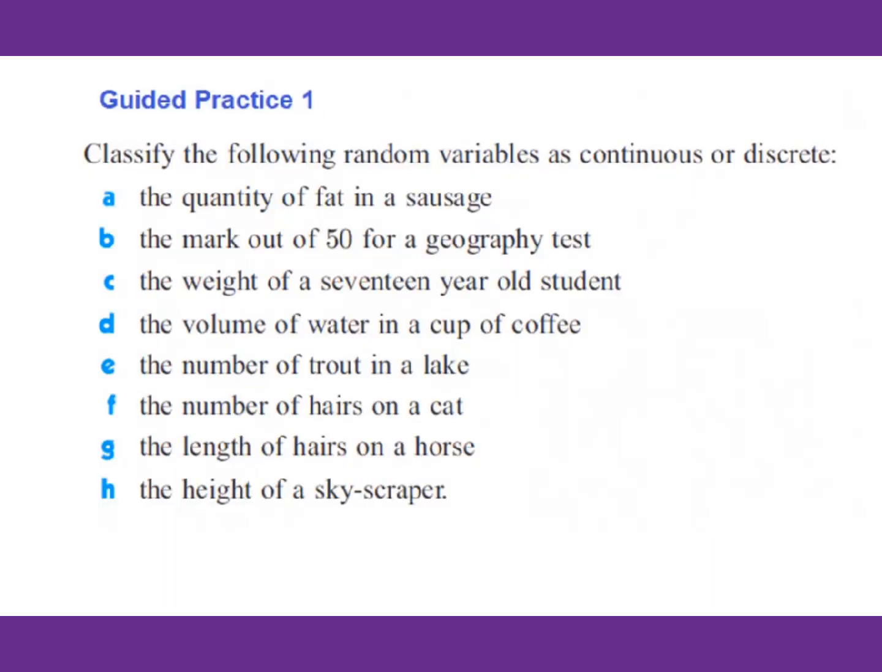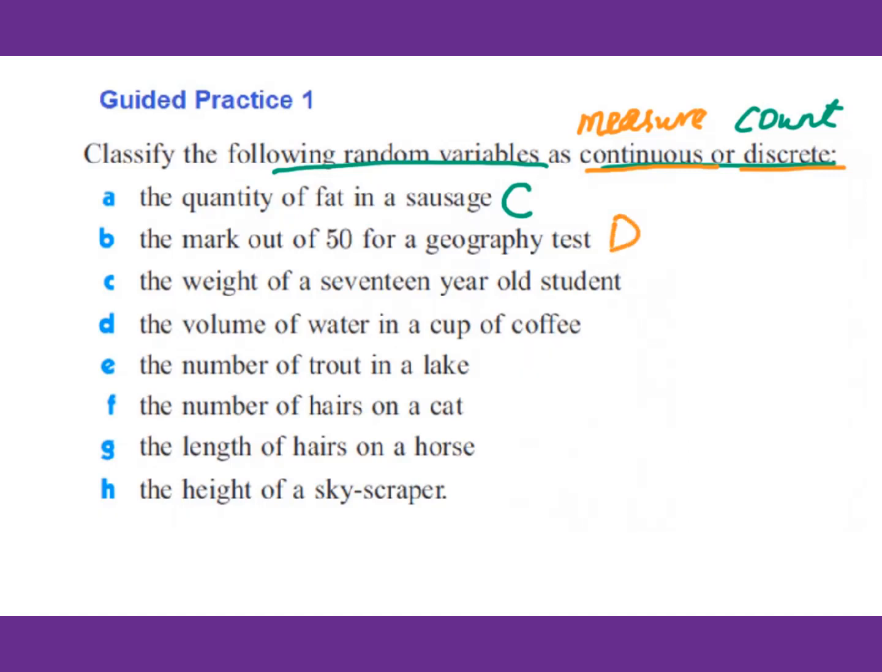Guided practice 1. Classify the following random variables as continuous or discrete. Remember, for discrete, you just need to count. For continuous, you need to measure. A. The quantity of fat in a sausage. This will be continuous. B. The mark out of 50 for a geography test. This will be discrete.